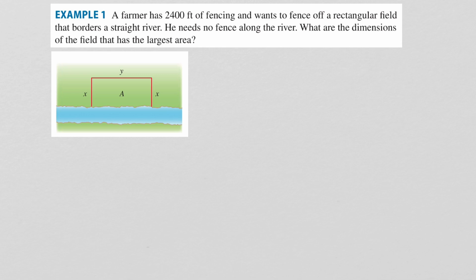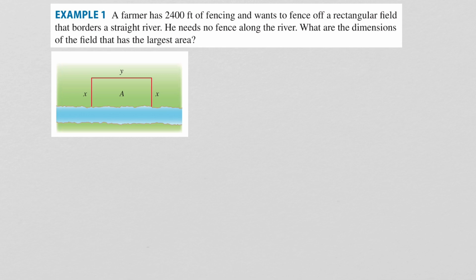Now here I have a diagram to show you. Here we have a river and we're making a rectangular fenced-in area. And we're calling the length of this side x, this side is also x, and this other side we're calling y. And the area refers to the space inside the rectangle.